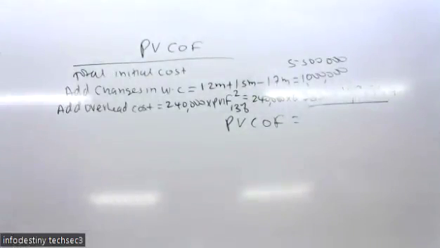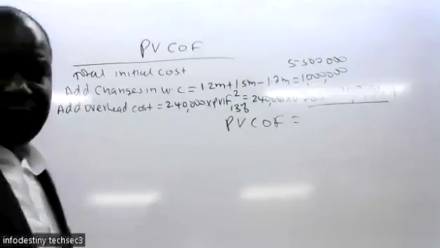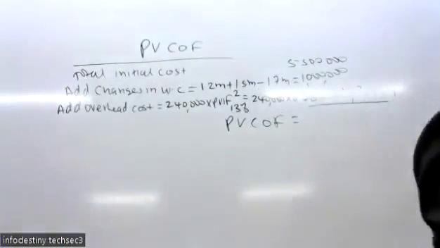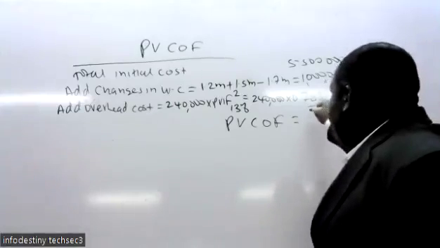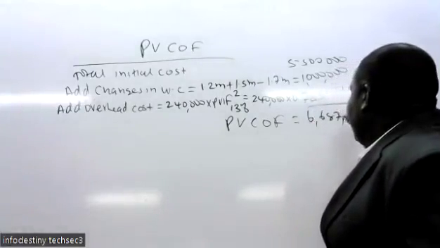You add them together to give you the present value of the cash outflows. So how much should be our present value for the cash outflows? 6 million, 687, 944.